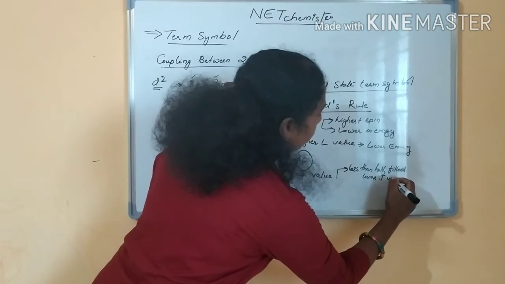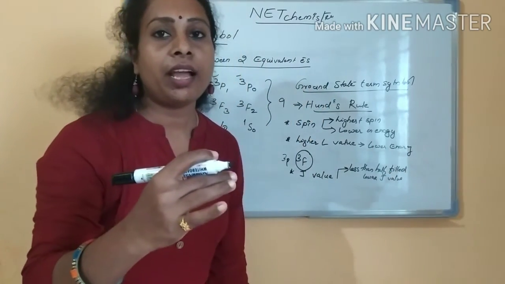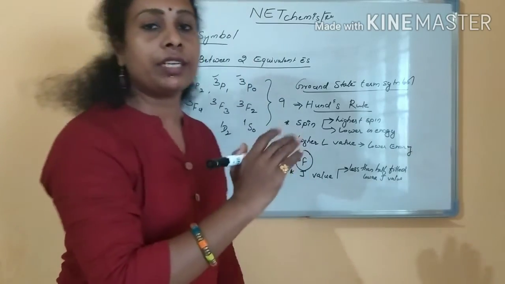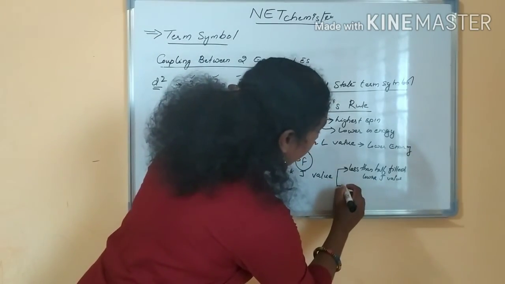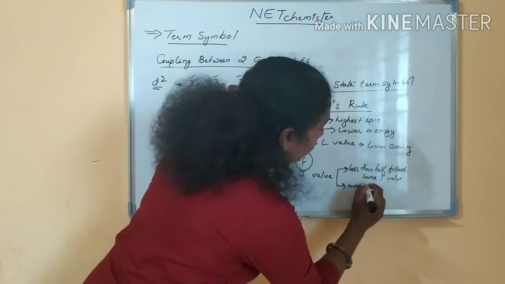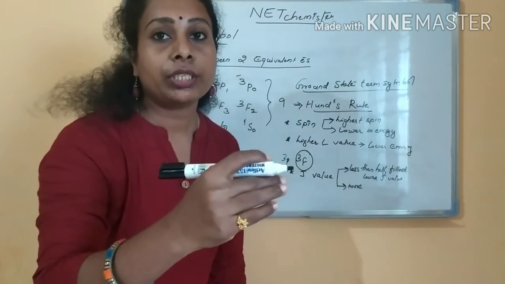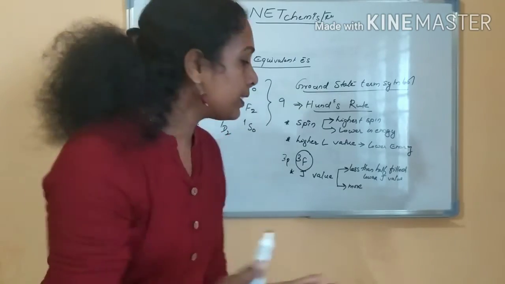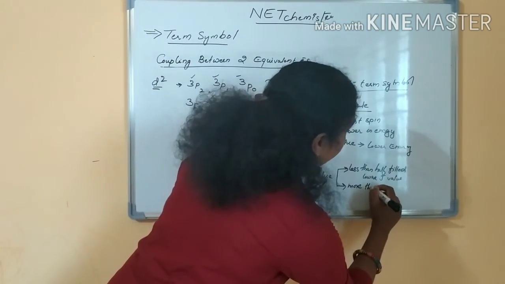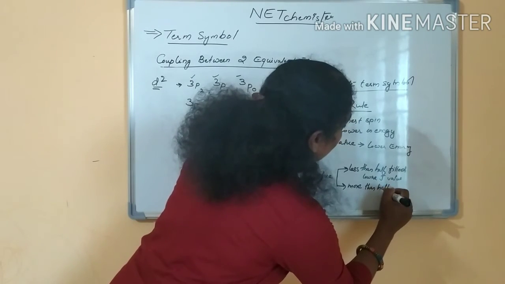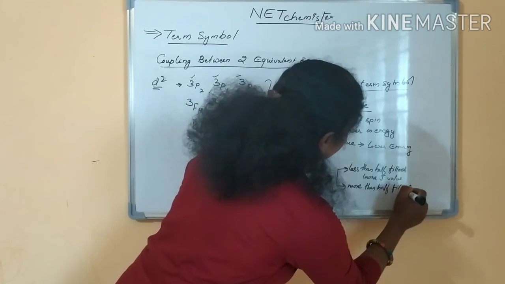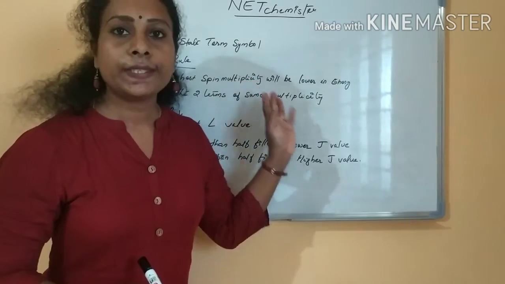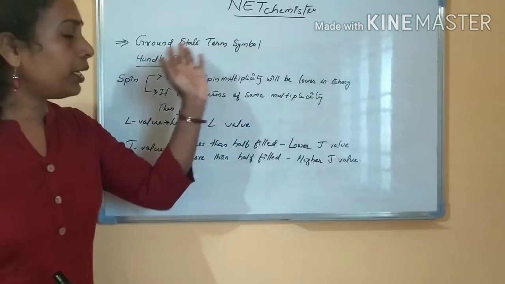The condition is that if the electrons are less than half filled, then you have to take the lowest J value. If it is more than half filled, like the P4 condition, for example a P4 orbital, you have to take the highest J value. If it is more than half filled, you have to take higher J values. Clear? So this is how to get the ground state term symbol.